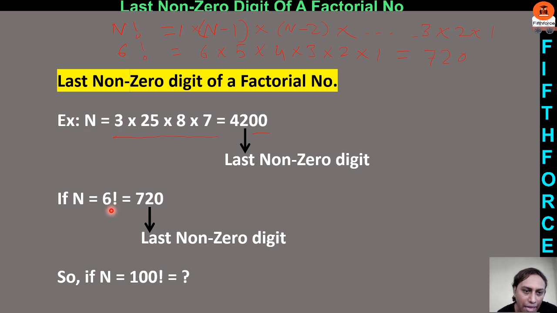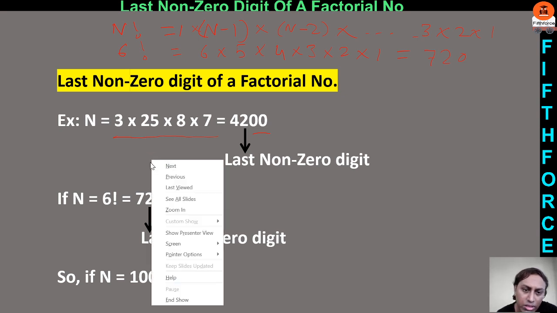Similarly, when I say factorial 6, so what is factorial 6? 720. So what is the rightmost non-zero digit? This 2, right? So 2 is the rightmost non-zero digit. But if I take a big number, right, for example 100 factorial, just a second, let me take the pen.